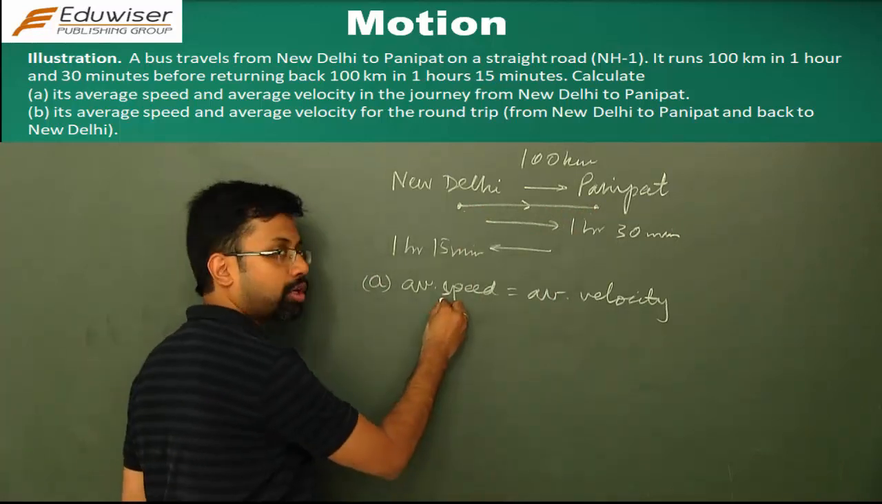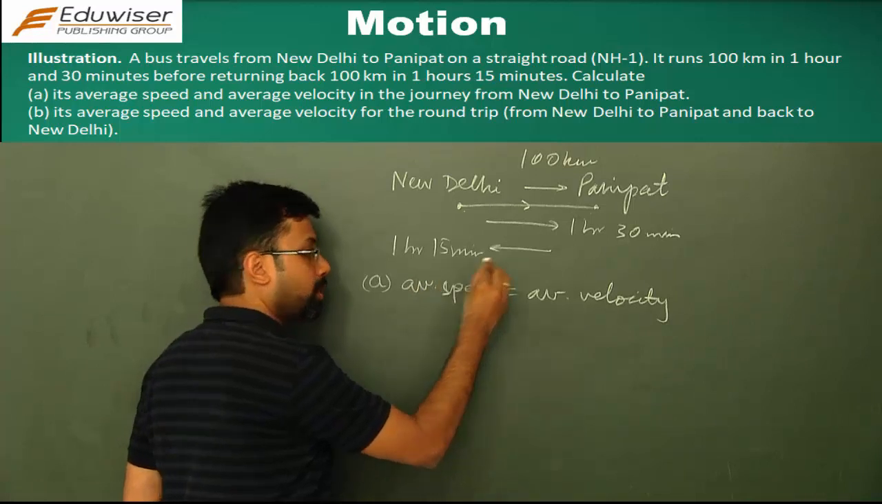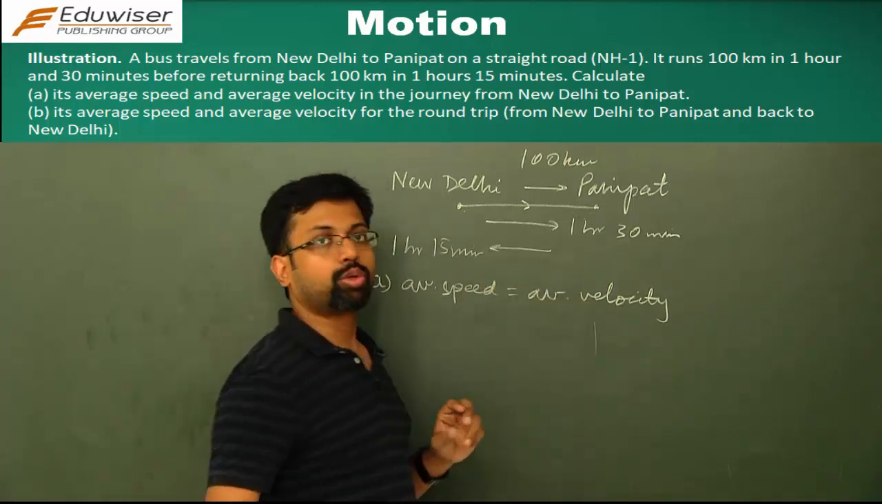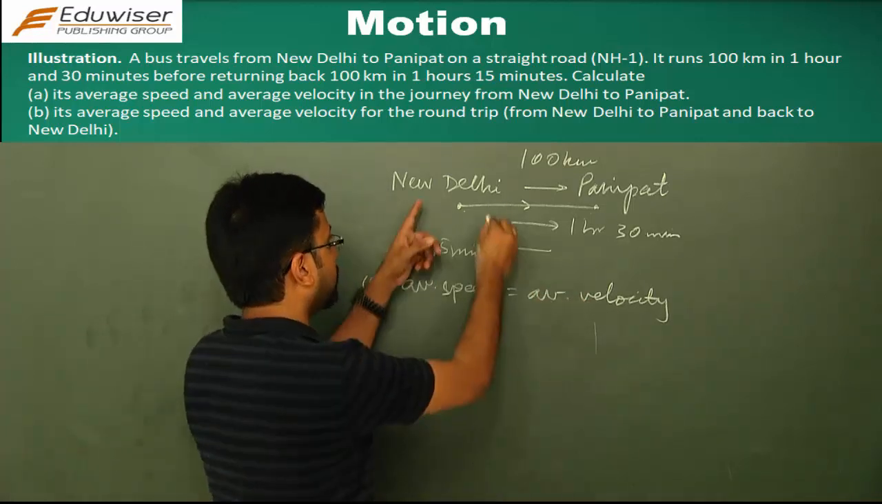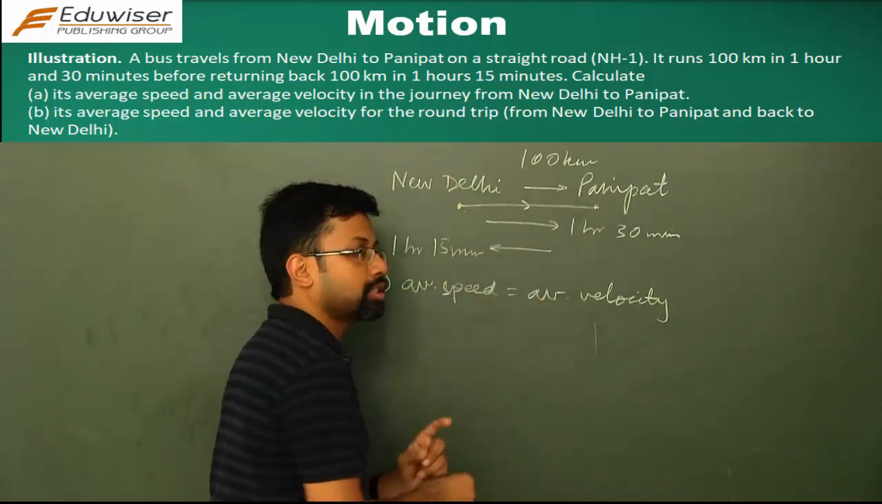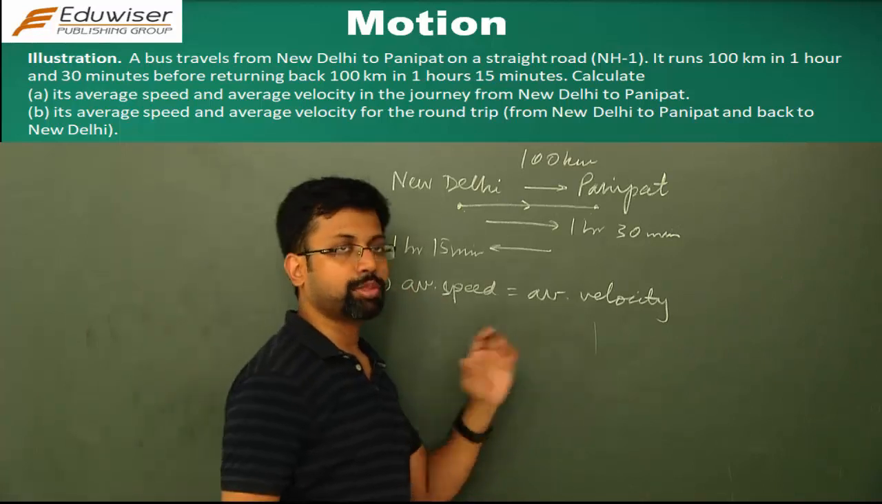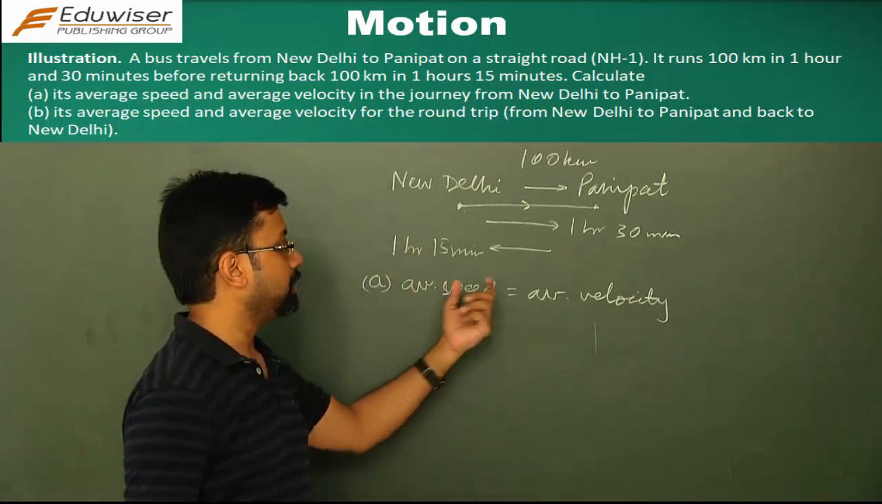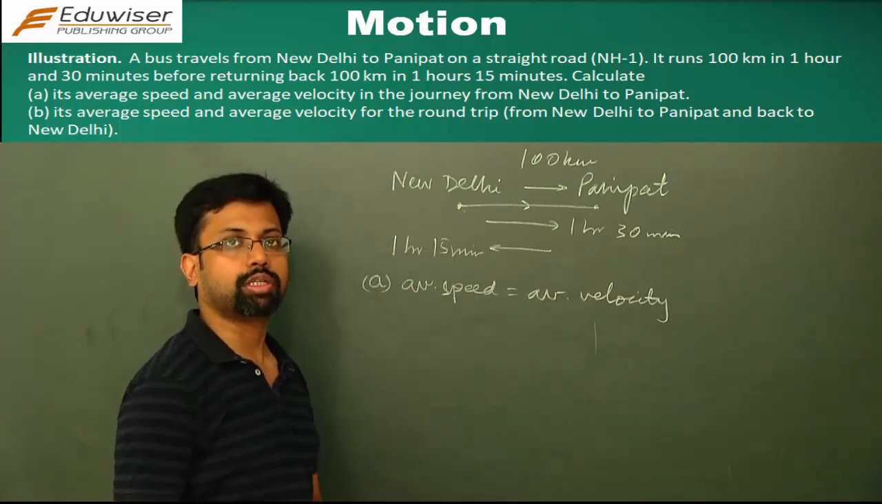And average speed is what? Total distance by total time. And average velocity is what? Total displacement by total time. And in this case, when the bus moves from New Delhi to Panipat, the total distance and total displacement are going to be the same. Hence the average speed and average velocity are going to be the same.